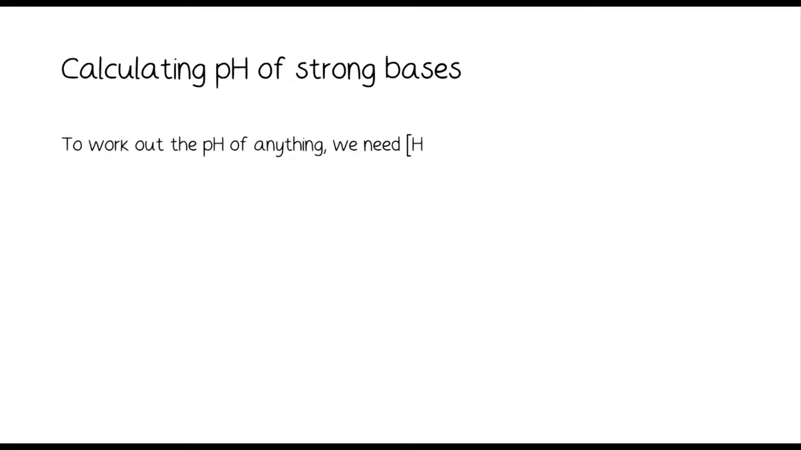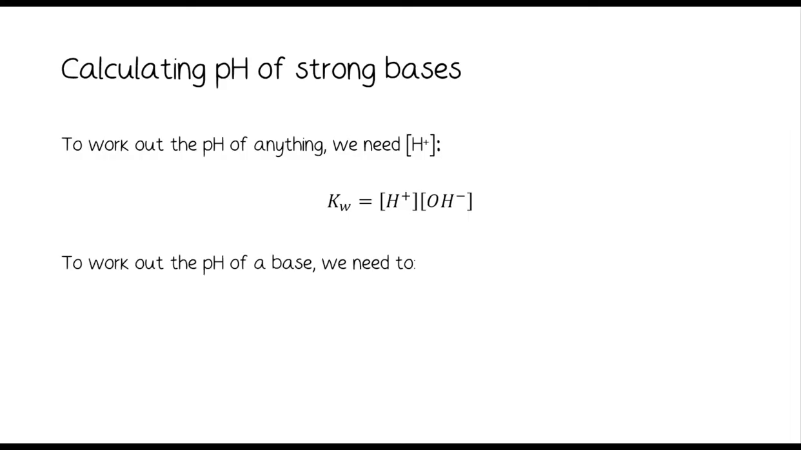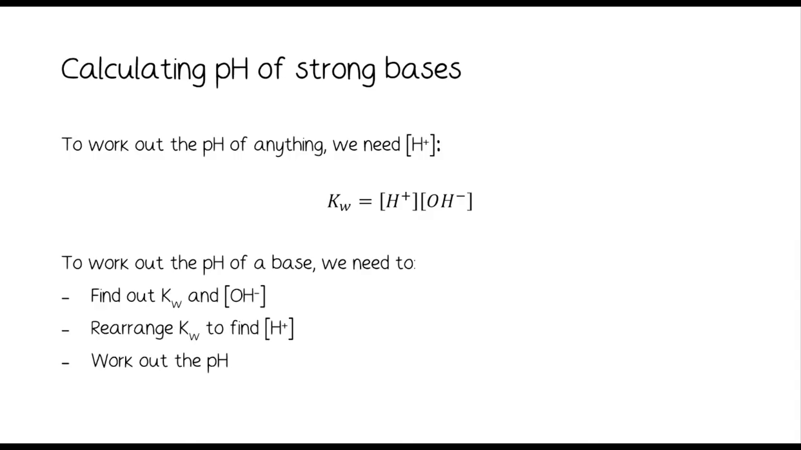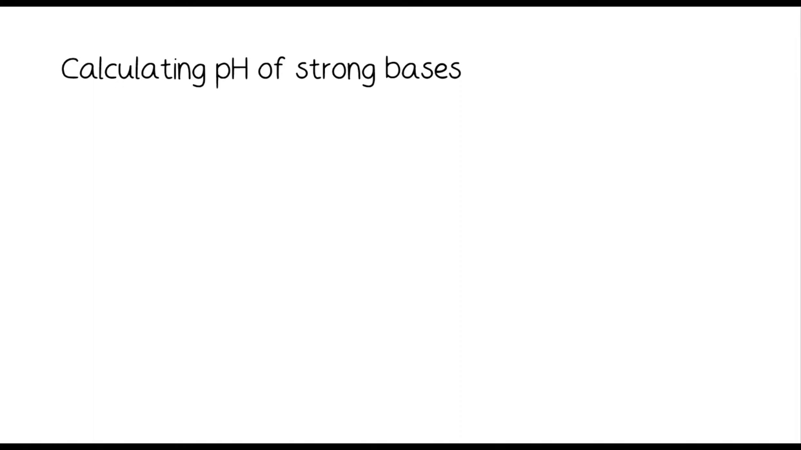So like I said, to work out the pH of absolutely anything, you need H+, and Kw is H+ concentration times OH- concentration. To work out the pH of a base, you need to find out what Kw is, which is generally given in the question, and the OH- concentration, which you can work out using the chemical equation. Rearrange Kw to find H+, and then stick it into the pH equation. So let's look at an example together.